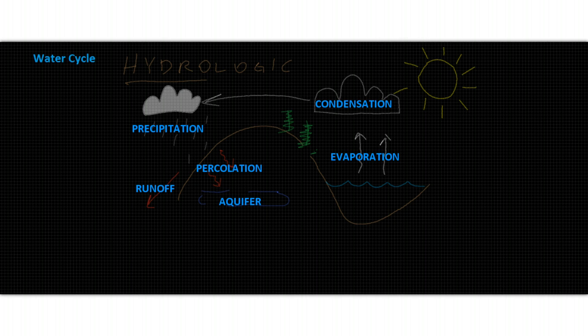Remember, besides the sun making this cycle go, you also have gravity, because gravity is what's bringing precipitation back to the earth. Gravity is what's moving water along the surface as runoff. Gravity is what's pulling water through the ground as it percolates through to the groundwater or the aquifer.